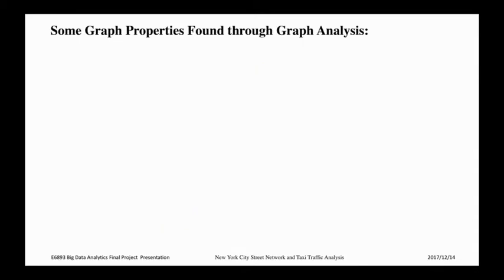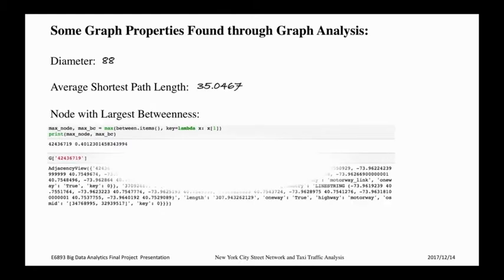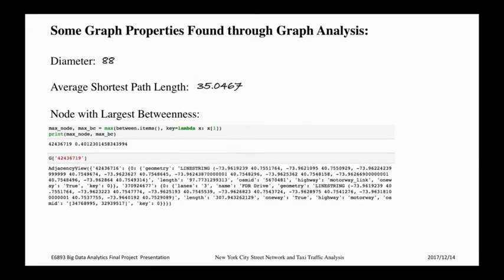Now, what about other graph properties of the Manhattan street network? The diameter of the network is 88, which means traveling between the two farthest nodes in Manhattan needs to pass at least 88 edges. The average shortest path length is 35.05, and this is the node with the largest betweenness. We all know that largest betweenness means most shortest paths would go through this node. In the street network, it would be extremely important.